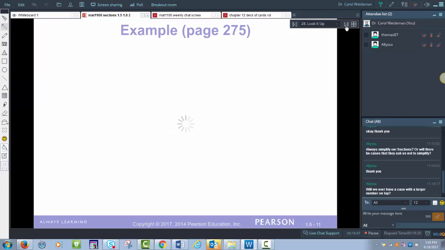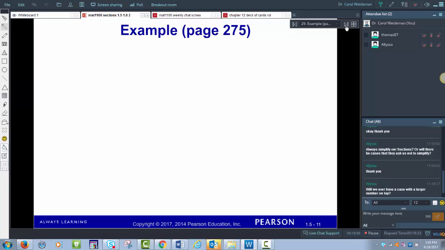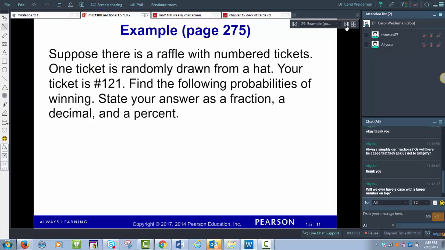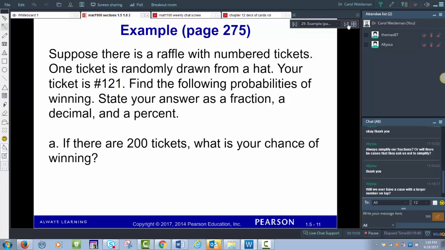All right, so a couple more examples. This is in your book on page 275. Suppose there's a raffle and there are numbered tickets. One ticket is going to be drawn from a hat and your ticket number is 121. Find the following probabilities of winning, and we're going to show these answers as a fraction, a decimal, and a percent. So you'll see there are 3 ways to write the answers. So if there are 200 tickets, what's your chance of winning?